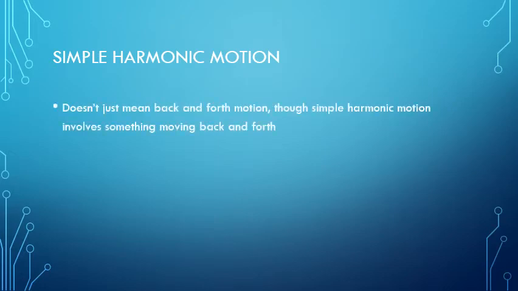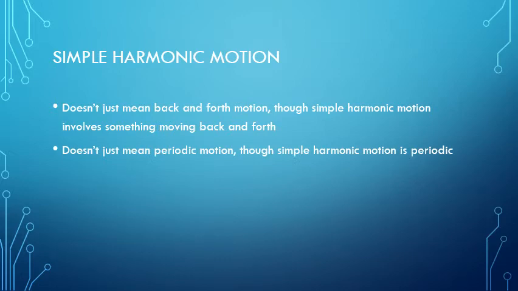Okay, it doesn't just mean back and forth motion. Just because something moves back and forth, like a tennis ball against a wall, doesn't mean that it's simple harmonic motion. But all simple harmonic motion has something that moves back and forth, side to side, up and down, something like that. So that will be included.